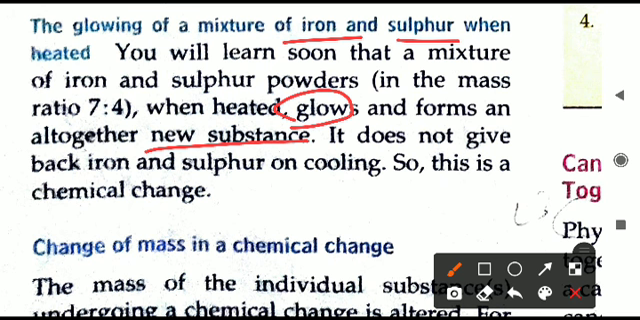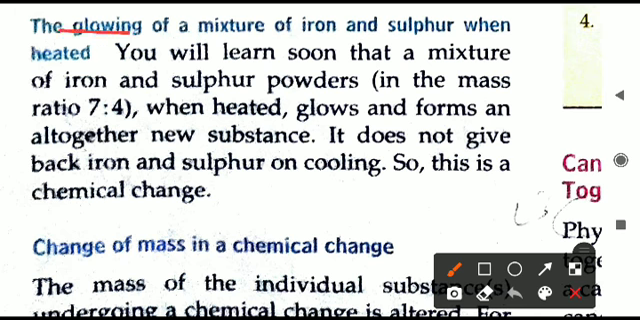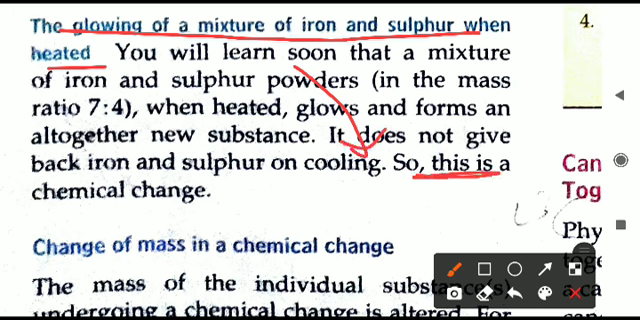On heating they glow, and a new substance is obtained. But if we cool it again, we will not get back iron and sulfur. It is not possible. Once we have heated iron and sulfur, they will stay combined for the rest of the time. So we cannot get back iron and sulfur separately. It is an irreversible change. So the glowing of the mixture of iron and sulfur when heated, this particular reaction is a chemical change.